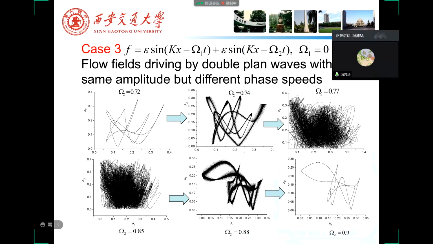And what happened if we continue to increase this important parameter omega 2? We also discovered the backward of this process, from the chaotic to quasi-periodic, and finally to periodic motion when omega 2 equals 0.9.